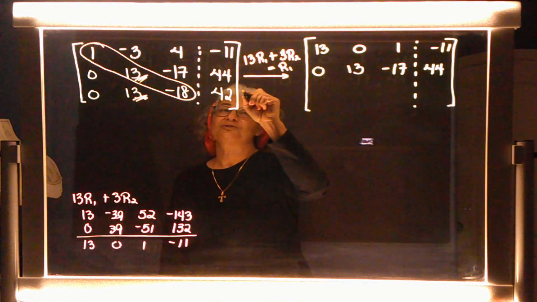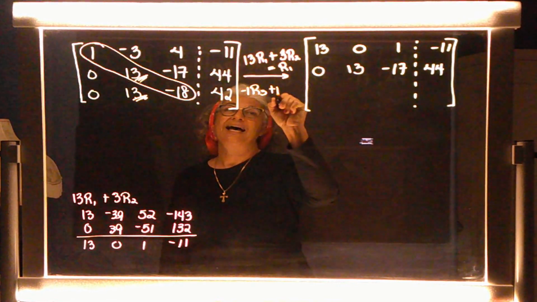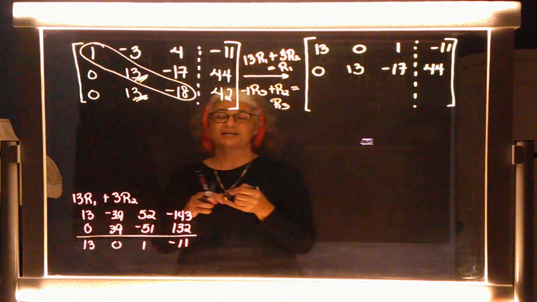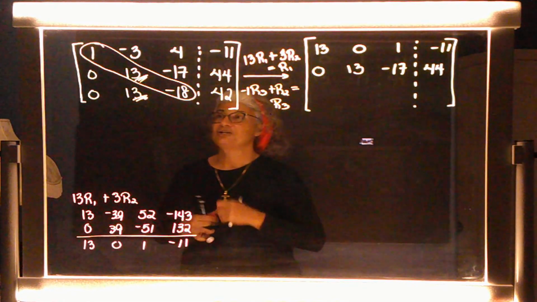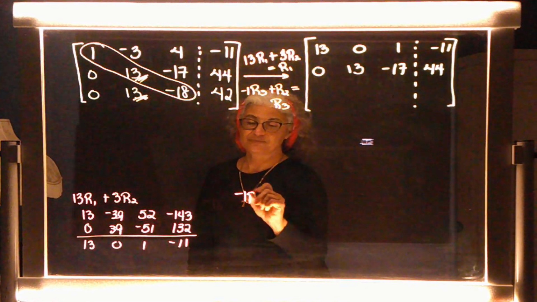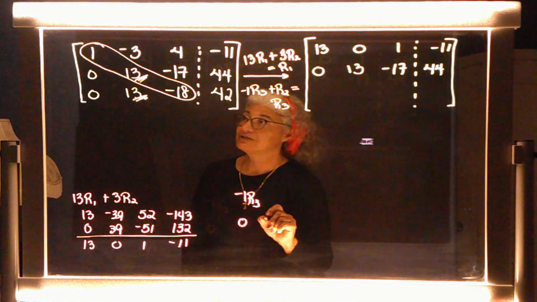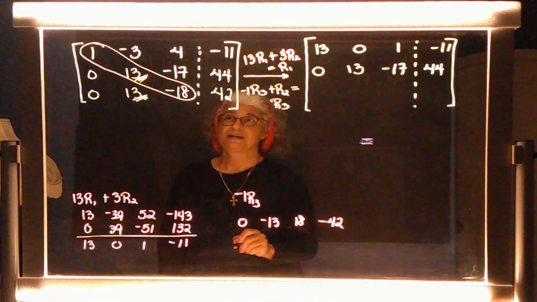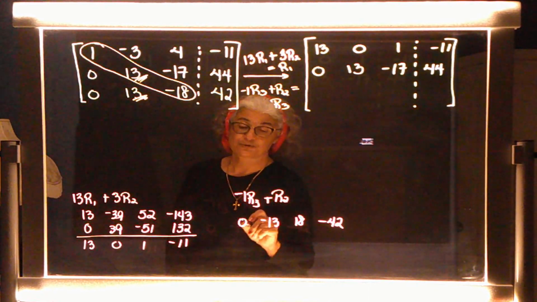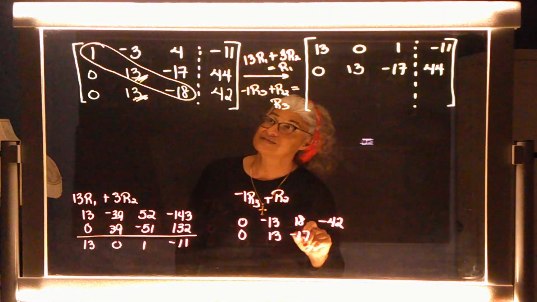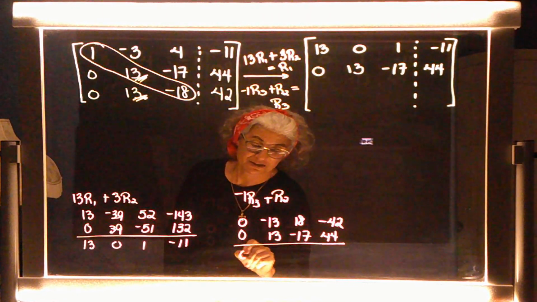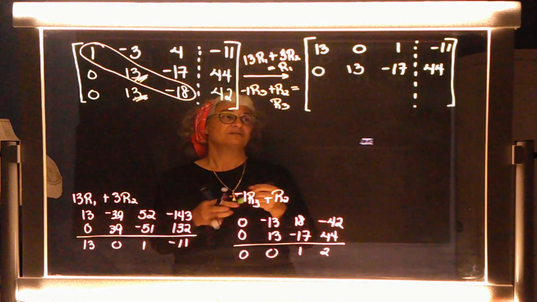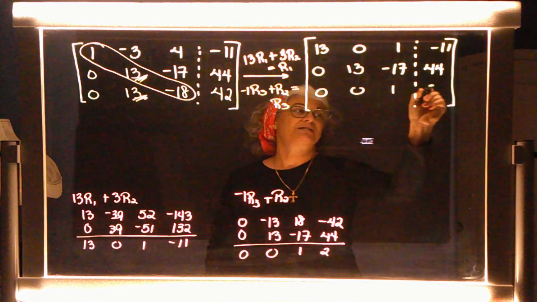So let's take negative 1 times the third row. Add it to the second row, and your answer goes in the third row. Okay, so we said take negative 1 times the third row. Well, that'll look like 0, negative 13, positive 18, and negative 42. Add it to the second row, which will be 0, 13, negative 17, and 44. And when you add them, we get, oh, that doesn't look too bad, does it? Okay, 0, 0, 1, and 2.